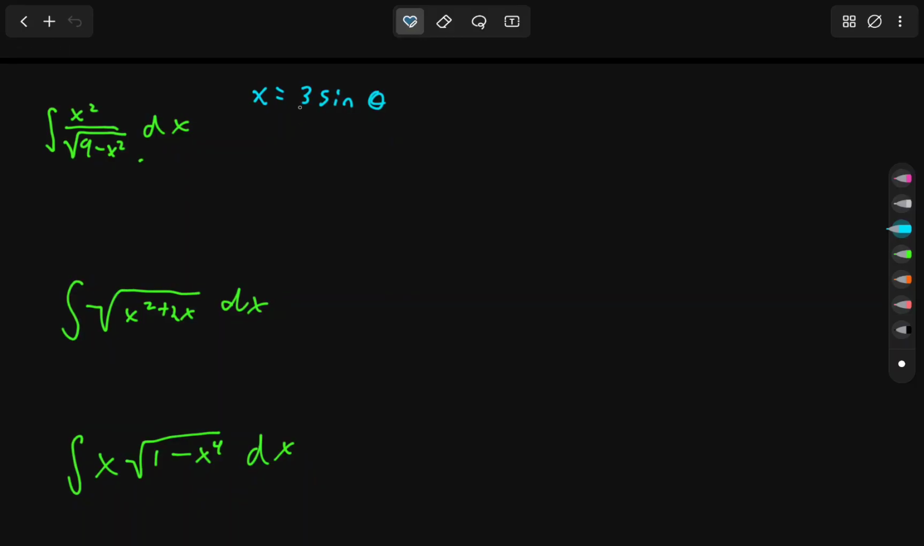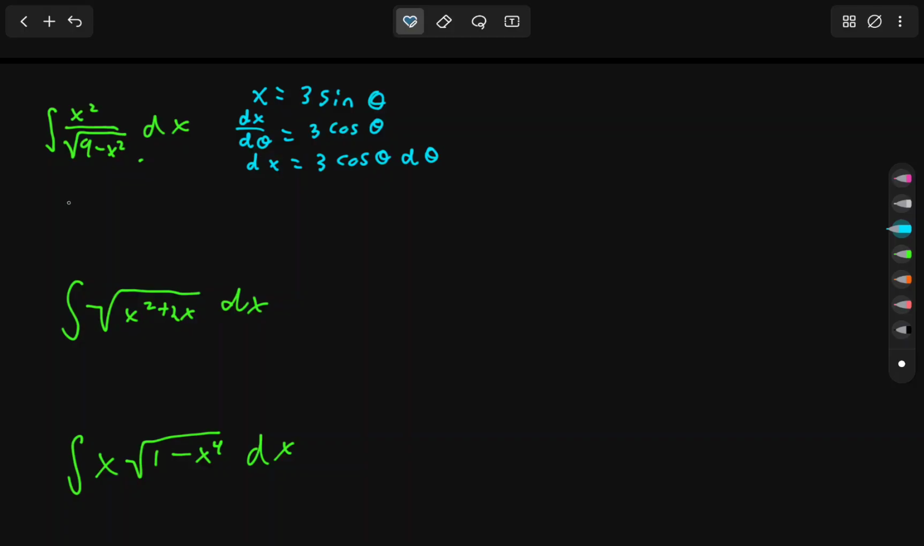We can't trade in x's for thetas because we can't evaluate an integral of x with respect to theta. So we need to find the derivative of this. So we get dx d theta is going to be 3 cosine of theta. Then we're going to multiply the differential d theta to the other side to solve for dx. So now we're left with x equal to 3 sine theta and dx equal to 3 cosine of theta.